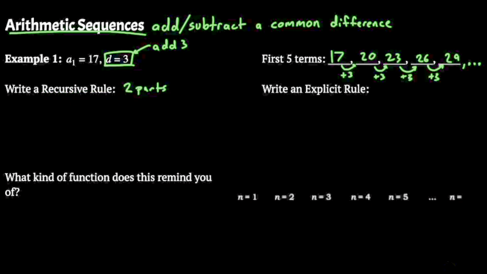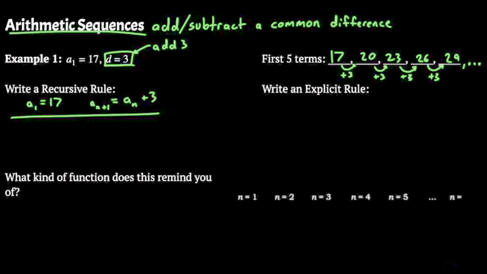So remember, these always have 2 parts. They'll always have a starting point and a rule to follow. Well, I know a sub 1 is 17. That's from up here. They already told me that. And then I just have to write out the rule. And the rule is just to keep adding 3 over and over. Take your current term, add 3 to it, and that's the next term. So let's write all that out with our math notation. To get the next term, a sub n plus 1, we take the current term, a sub n, and we just add 3 to it. And there's your recursive rule.